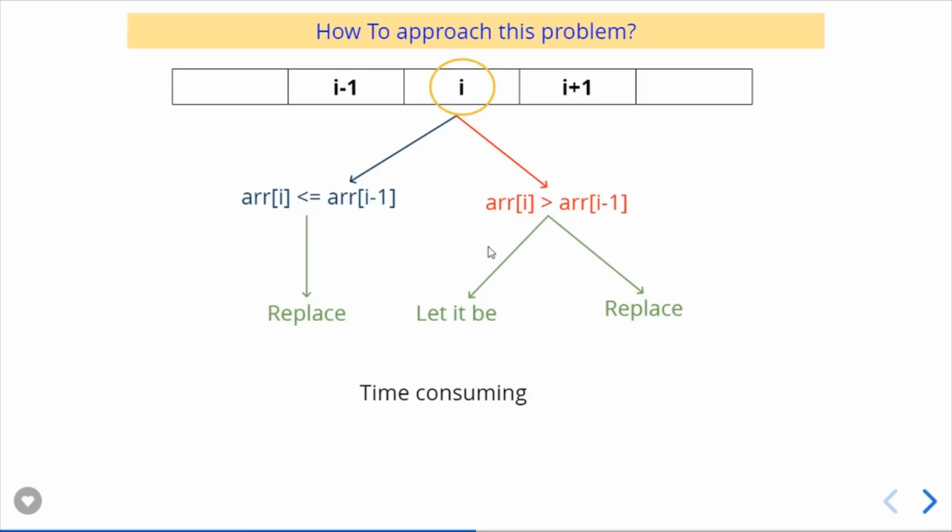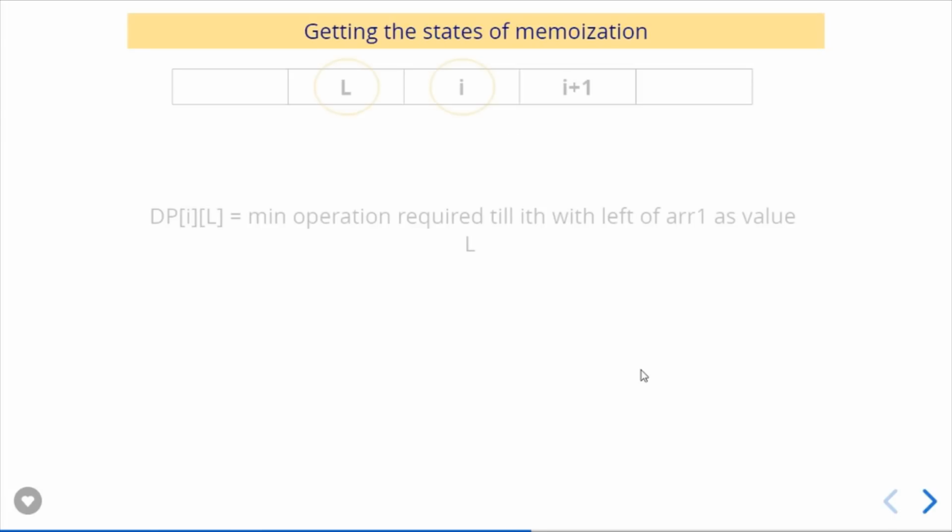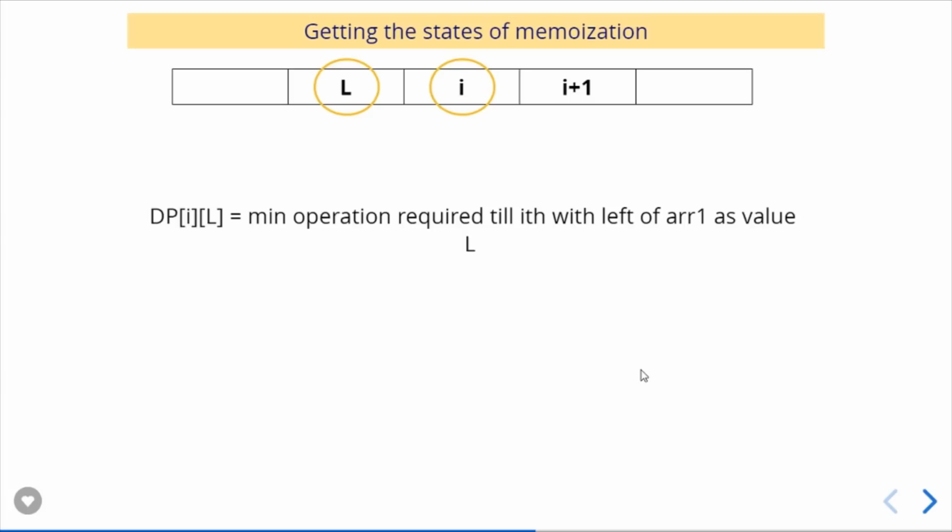So in this particular code, after developing the logic of the brute force approach, we'll try to develop a dynamic programming solution with memoization. So now let us understand how we can apply dynamic programming with memoization in this particular recursive or brute force solution that we have developed. So, getting the states of memoization.